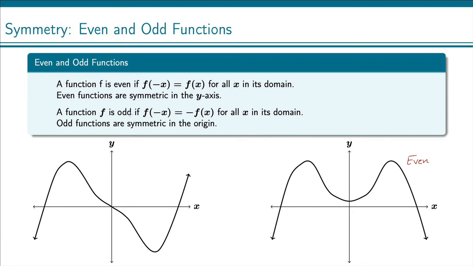A function f is odd if f of negative x is equal to negative f of x. So this is kind of combining both of those reflection transformations. If we reflect in the y-axis, then that's the same thing as if we were to reflect in the x-axis. Okay, so both those transformations will end up in the same thing. And that's for all x in the domain. Odd functions are symmetric in the origin.